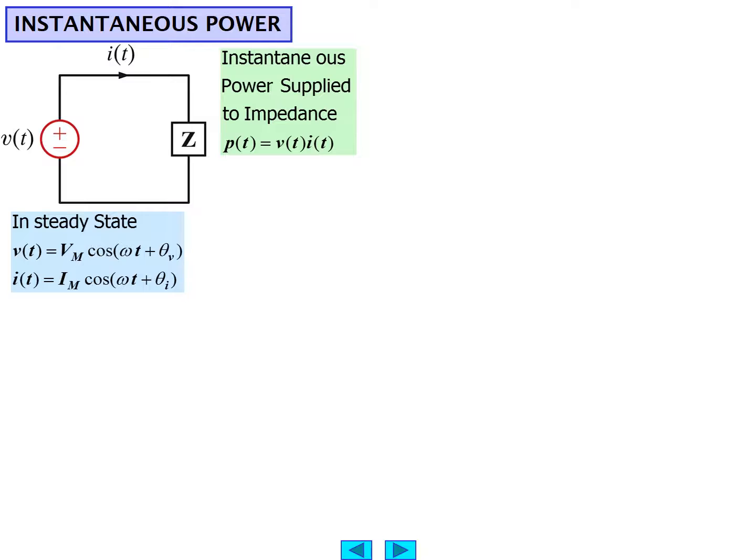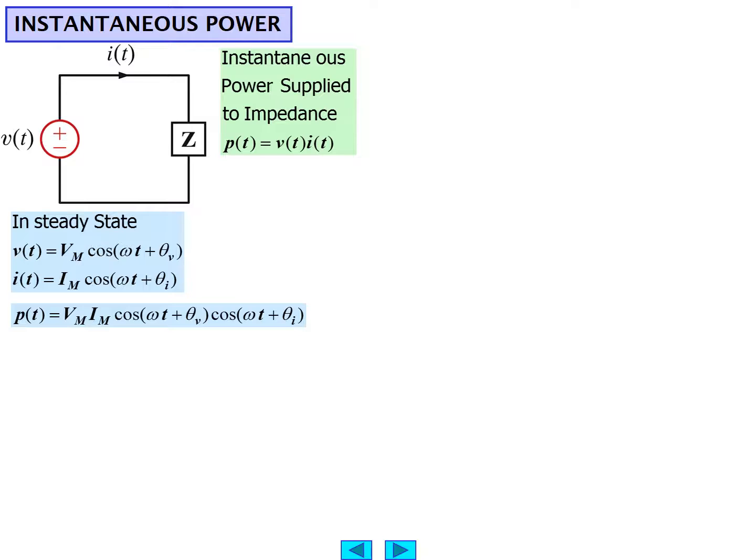In a steady state AC analysis, the excitation voltage v(t) could be considered as V_m, the amplitude, cosine(omega t plus theta_v), and as we've seen, omega is the radian frequency, and theta_v is the phase angle. For any arbitrary impedance Z, the resulting current i(t) is I_m, the amplitude, cosine(omega t plus theta_i), the same radian frequency omega plus a new arbitrary phase angle theta_i, which is calculated by the value of the impedance at that particular radian frequency omega.